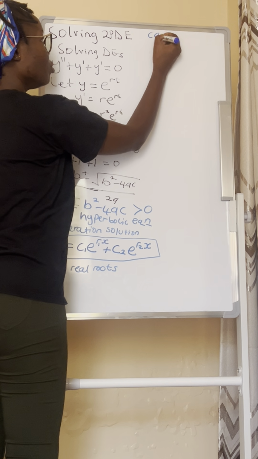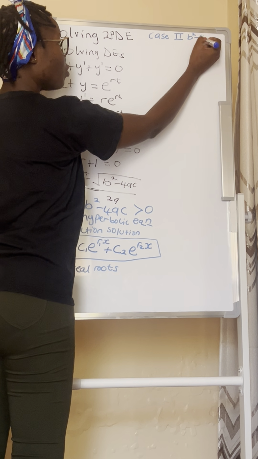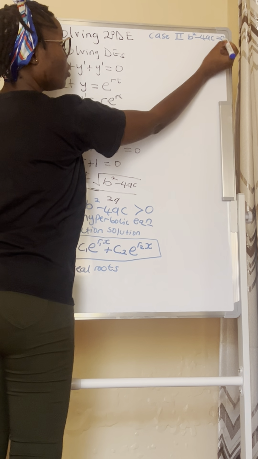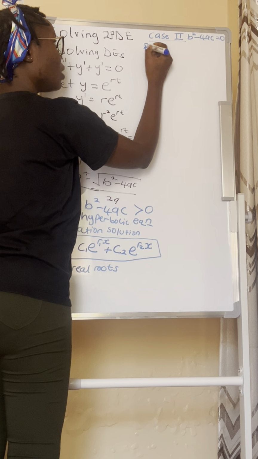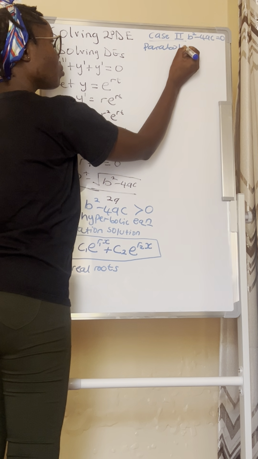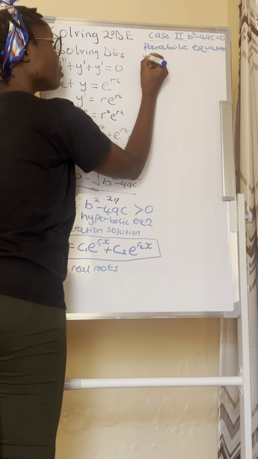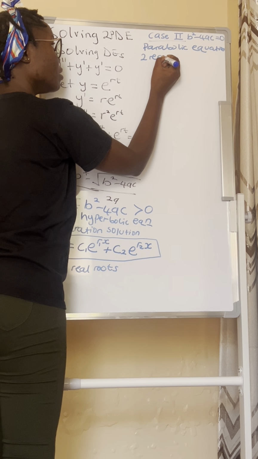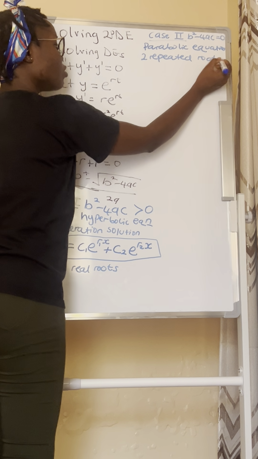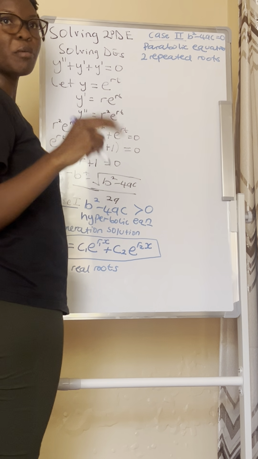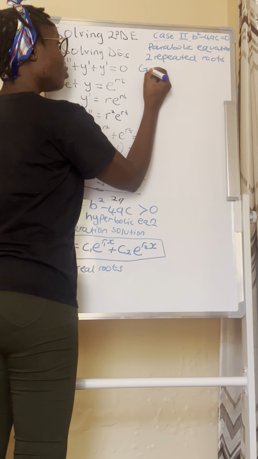Then in case 2, where the discriminant b squared minus 4ac is equal to 0, we're dealing with parabolic equations. For parabolic equations, we have two repeated roots. Repeated roots simply means r1 and r2 are the same, maybe 1, maybe 2, maybe 3, but they're the same.